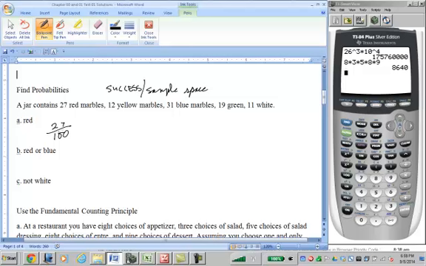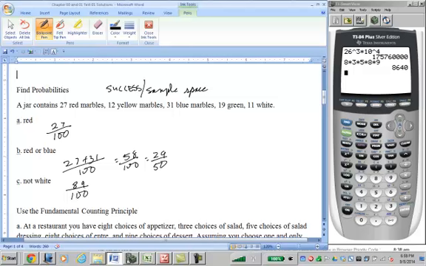Red or blue, it's going to be 27 plus 31 over 100, which is 58 over 100, and that reduces to 29 over 50. I took pretty much any of these. Not white. For some reason, this is where the not means not white. There's 89 not whites over 100 marbles. Okay, that's it. 89 over 100.